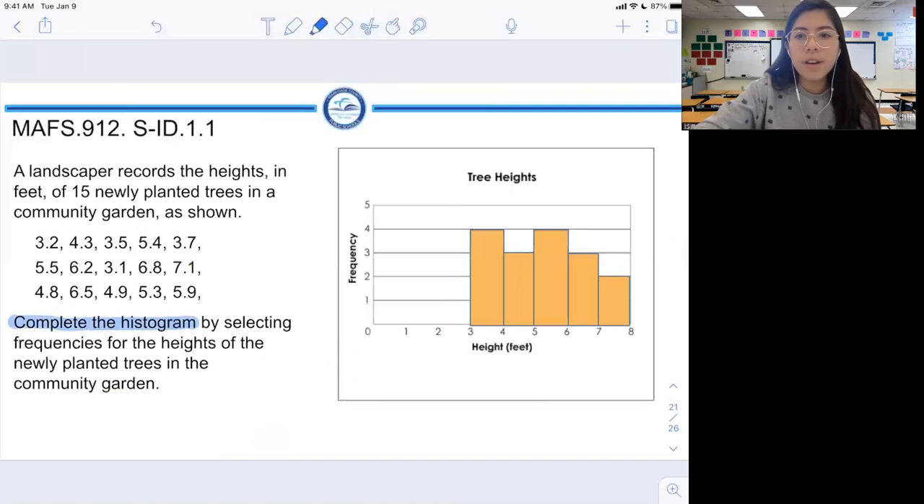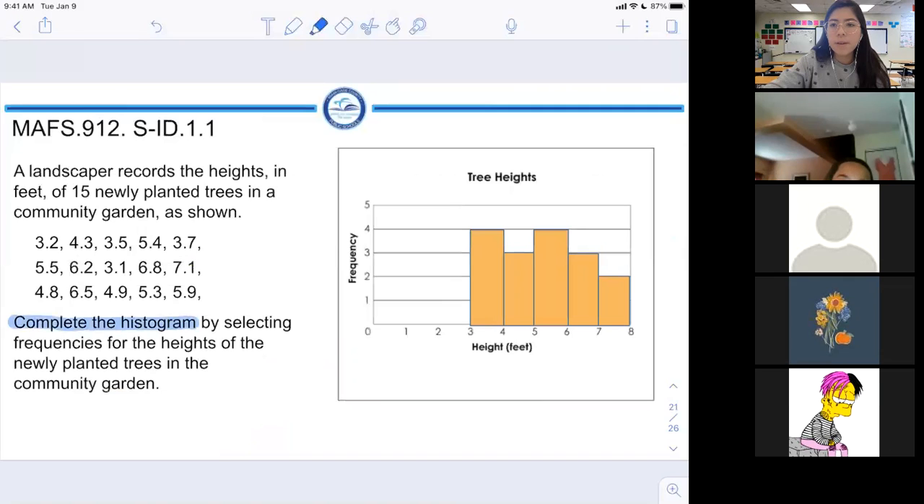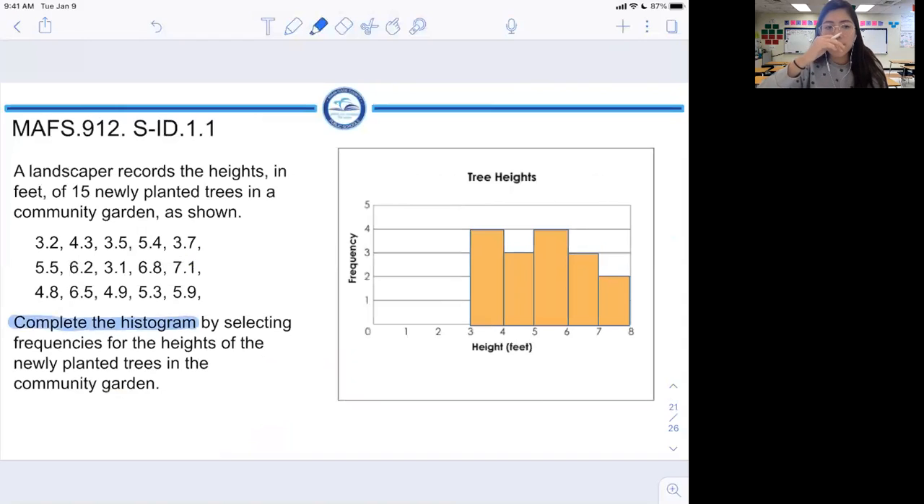So here I need to know how many of them are between 0 and 1. Do I have any that are between 0 and 1? No. Hold on, let me see. Okay, I see what it did. This one's a little bit weird. I'm gonna skip this one. It's not a good question.